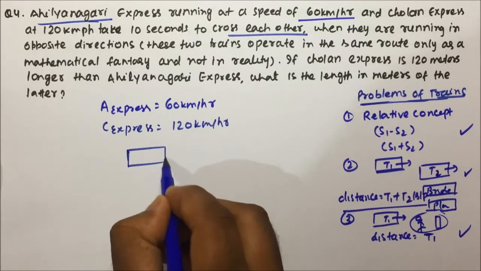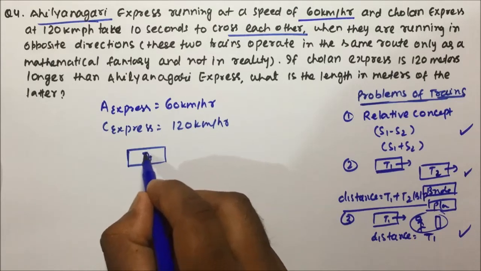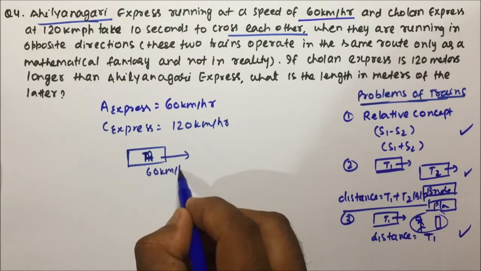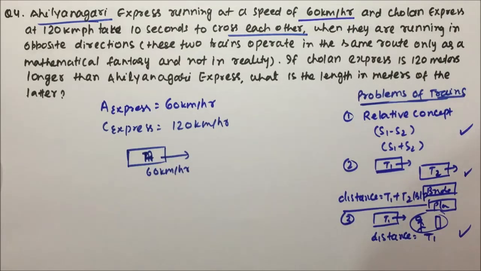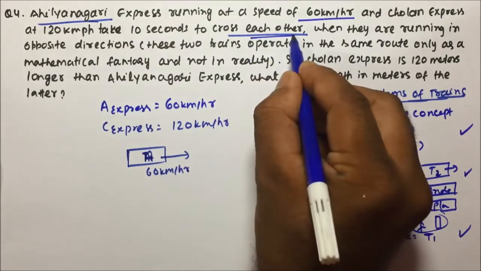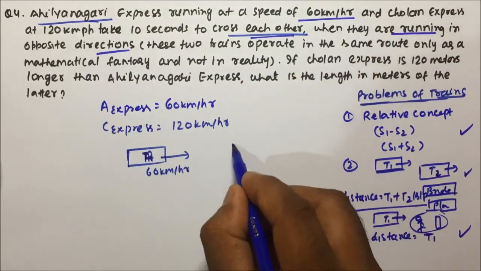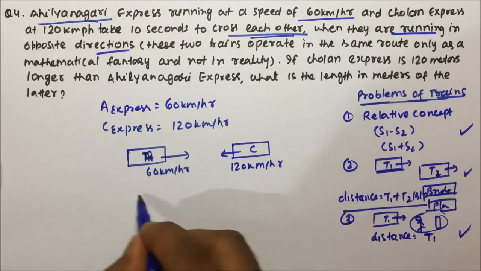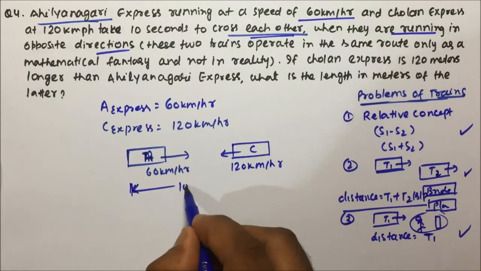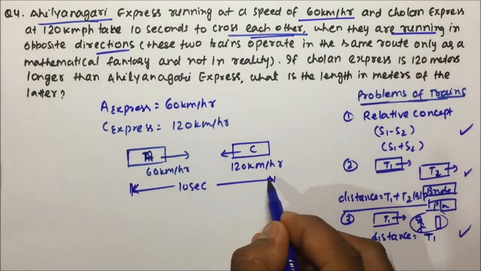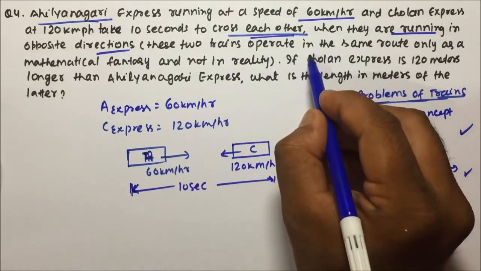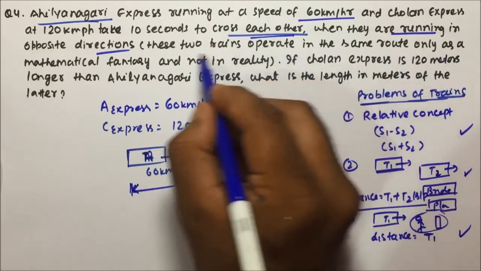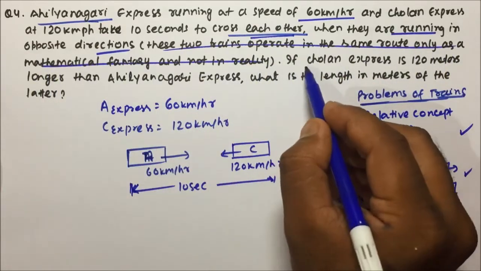Now friends, I can make a diagram like this. So this is Ahilyanagari Express running at a speed of 60 km per hour, and this is Cholan Express running at 120 km per hour, and they take 10 seconds to cross each other when they are running in the opposite direction. These 2 trains operate on the same route only as a mathematical fantasy and not in reality.